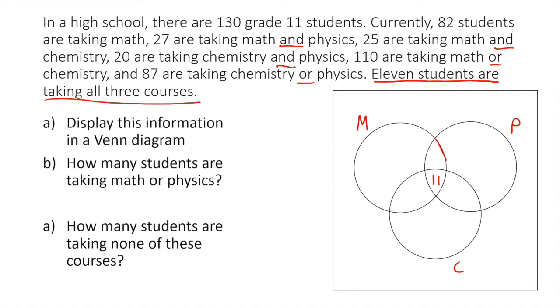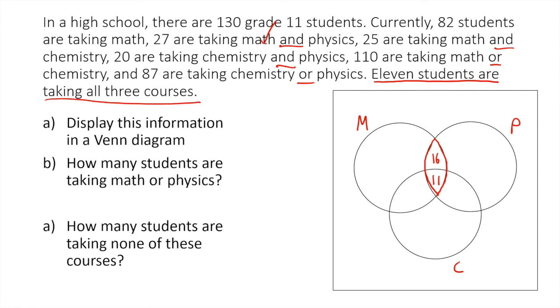Again, that's the overlap right here. And if 27 students are taking math and physics, that includes the 11 that take all 3. We want just the math and physics only, so we subtract 11 from 27 and we get 16. We're going to do the same for the other 2 now.